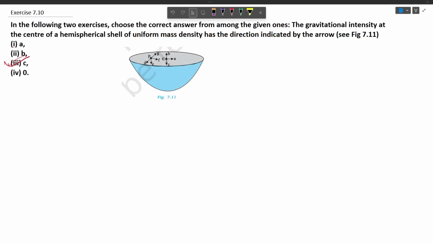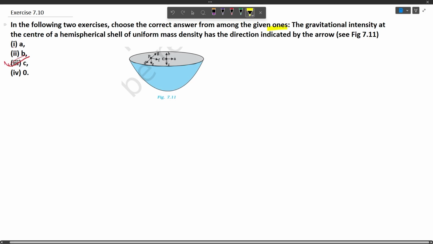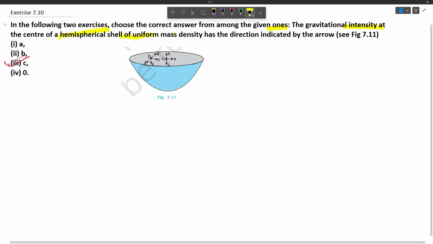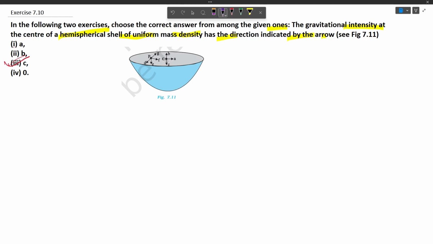The question says that in the following two exercises, choose the correct answer among the given ones. The gravitational intensity at the center of a hemispherical shell of uniform mass density has a direction indicated by the arrow. So it is talking about the center point, that is this C point, and we have to say what is the direction of gravitational intensity.